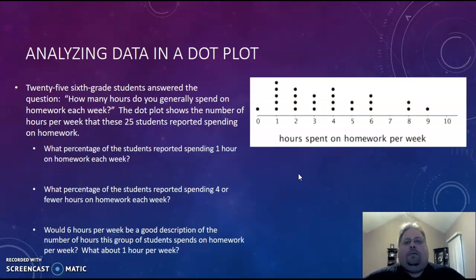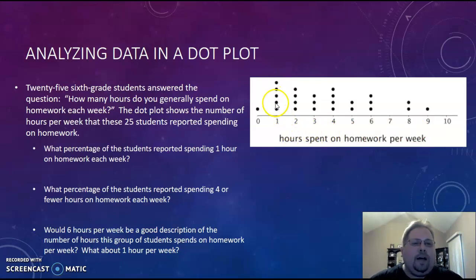All right, back to analyzing data in a dot plot. 25 6th grade students answered the question, how many hours do you generally spend on homework each week? The dot plot shows the number of hours per week that these 25 students reported spending on homework. What percentage of the students reported spending 1 hour on homework each week?